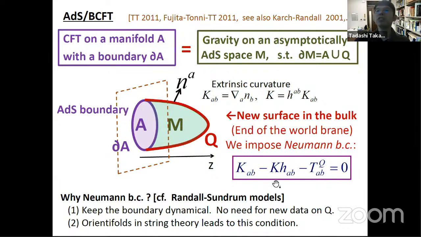Why we impose this Neumann boundary condition is analogous to the Randall-Sundrum model, but we want to keep the boundary dynamical, and there is no reason to specify a particular metric on this Q because this boundary is dynamical. For example, a particular example in string theory like the orientifold gives exactly this condition, much simpler. This K_ab is just 0 by Z2 orbifold invariance, and we can also construct this kind of model in string theory. Okay, so this is the AdS/BCFT.